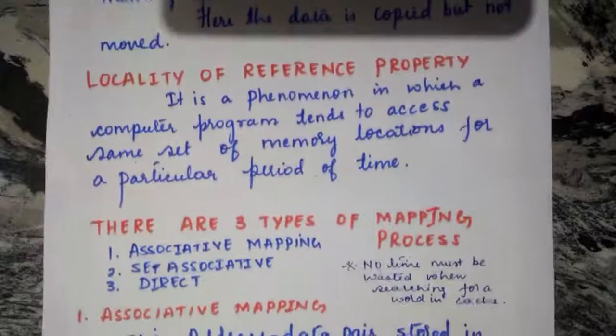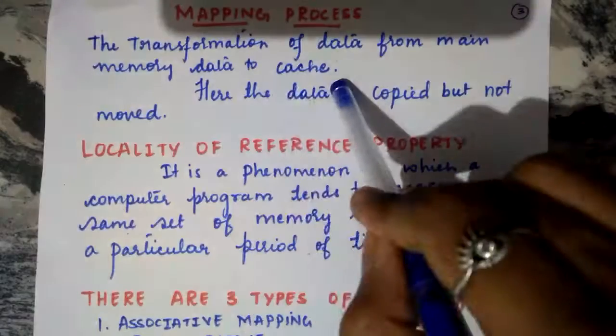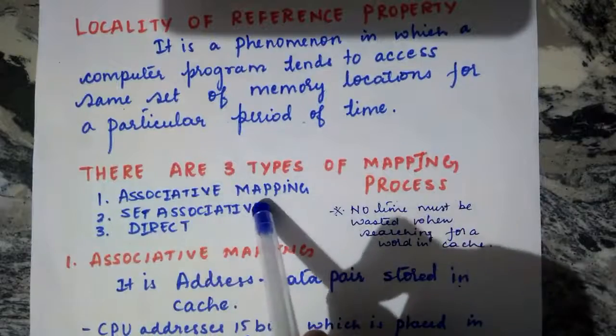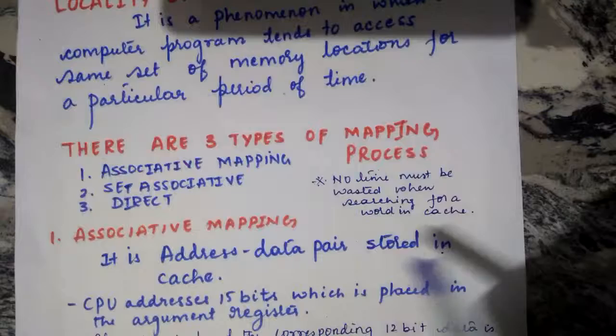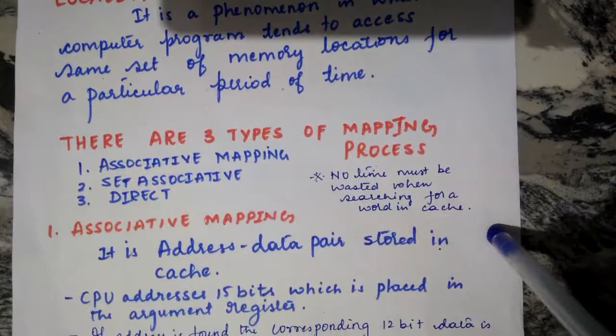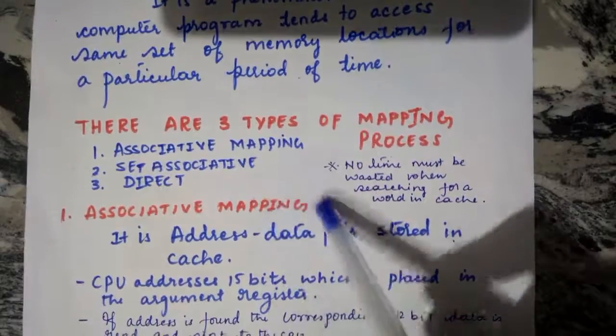So now there are 3 types of mapping processes: associative mapping, set associative mapping, and direct mapping. Here the important thing is we don't want to waste time when searching for the word in the cache. Now let's take the first type, that is associative mapping.